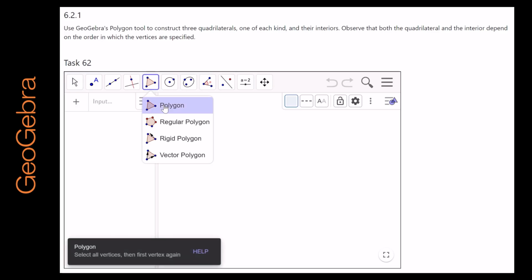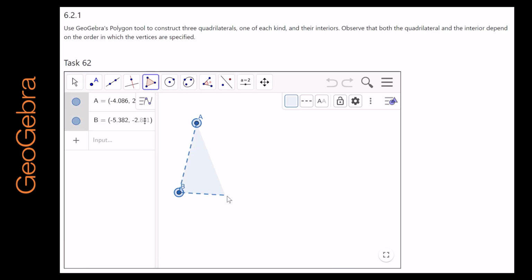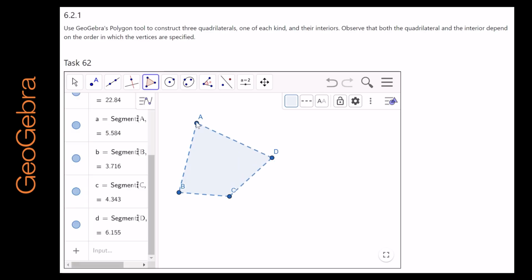So I'm just going to go to the polygon tool. And the first type of quadrilateral is a convex quadrilateral, which is the most common. I know it's convex because each of the vertices basically occurs on the interior of the opposite angle. So for instance, A is on the interior of BCD, B is on the interior of ADC, and so forth.